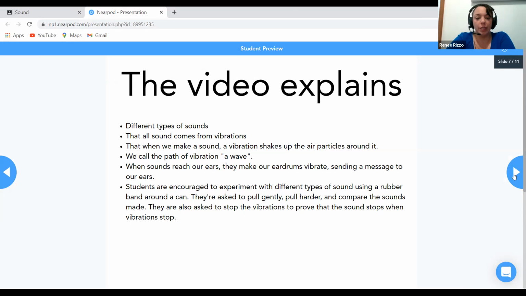Students are encouraged to experiment with different types of sound using a rubber band around a can. They're asked to pull gently, pull harder, and compare the sounds made. They are also asked to stop the vibrations to prove that the sound stops when vibrations stop. I would definitely recommend incorporating this hands-on part of the lesson with your students, especially for your tactile and kinesthetic learners. This would really make the lesson come to life for them.